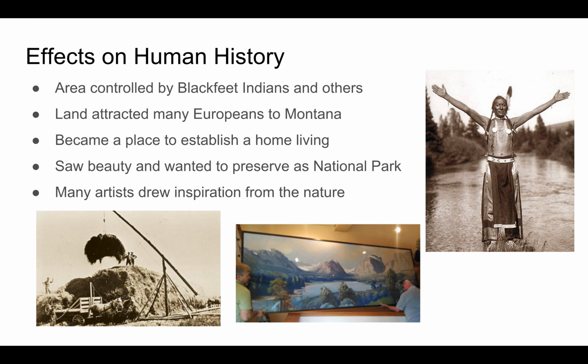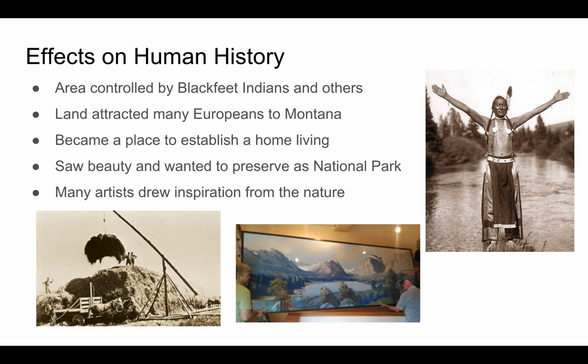Effects on human history. The Blackfeet Indians controlled much of the prairies east of the mountains, while the Salish and Kootenai Indians lived in the western valleys. Many European explorers came to the Montana area in search of beaver and other pelts. They were followed by miners and then settlers of land. By 1891, the Great Northern Railway allowed an even greater number of people into northwest Montana.